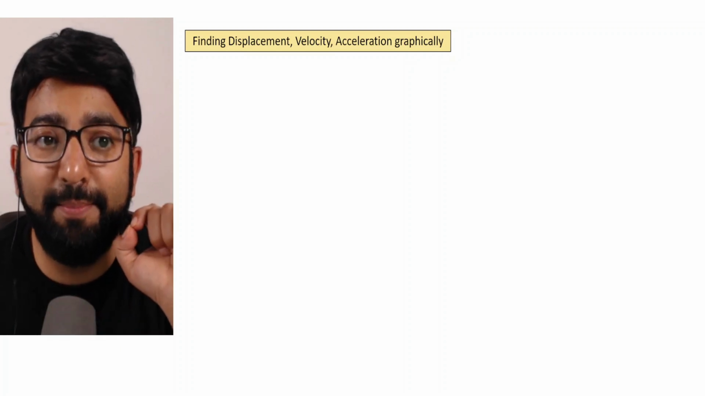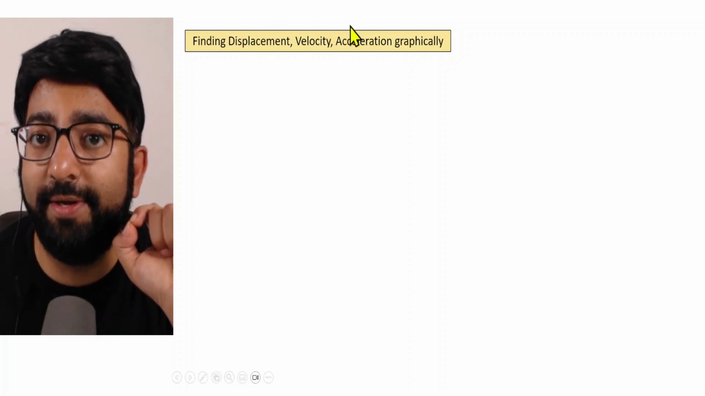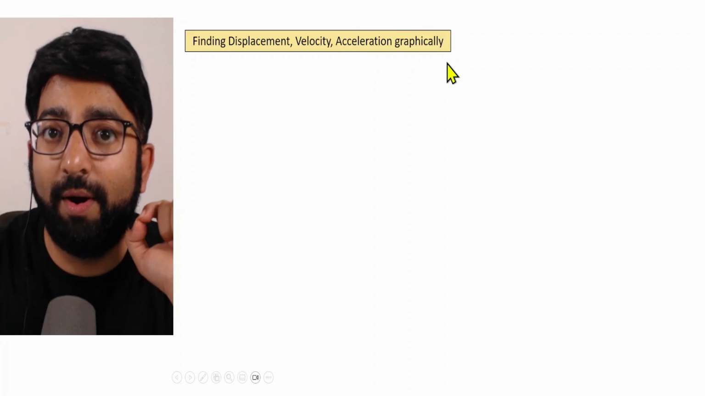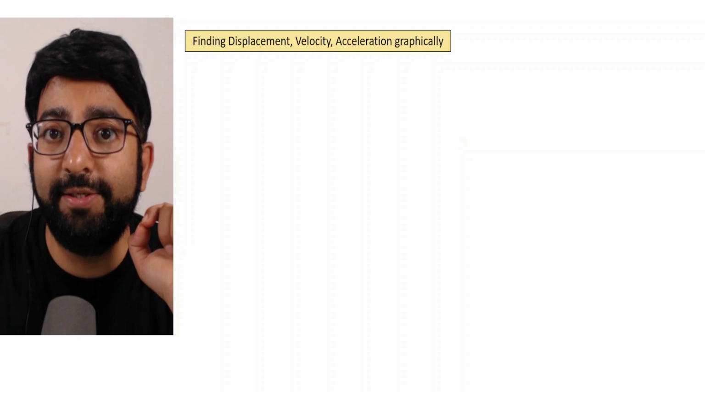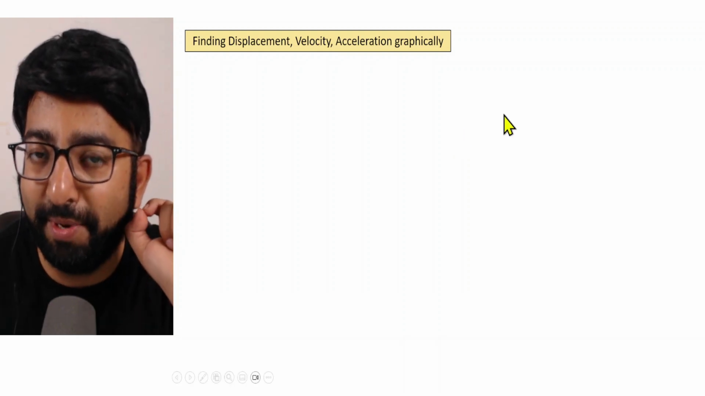All right, back to the same topic, finding displacement, velocity, acceleration graphically. So far, we were dealing with slope or gradient of a graph. Now we will switch our attention to area under the graph. So what do I mean by that?